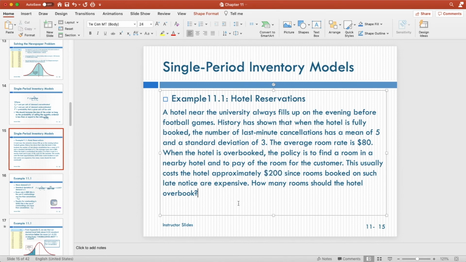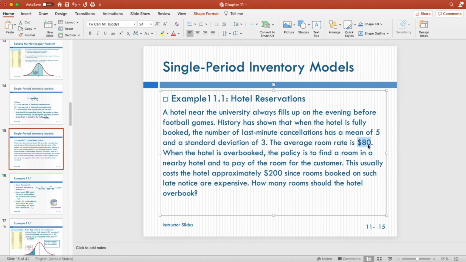What is the cost of understock? Think about this. In this specific case, what is the cost of understock? The cost of understock in this specific case means the cost of having an empty room due to the last minute cancellation. What is the corresponding cost? The cost would be 80.